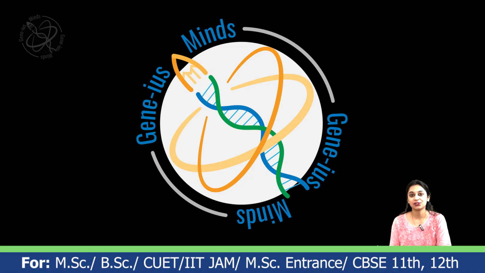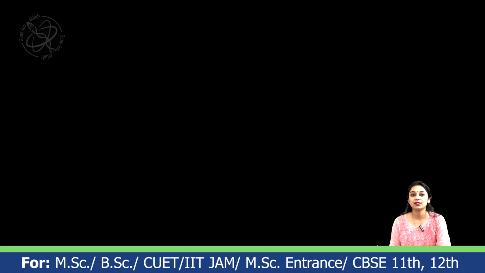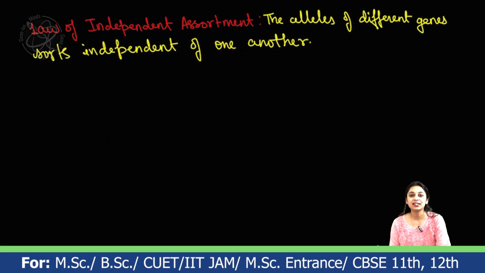In today's lecture, we are going to discuss the second law of Mendel, which is the law of independent assortment. In the same law, we are going to learn about a cross which is known as the dihybrid cross. So let's get started. According to the law, it states that the alleles of different genes sort independently of one another.